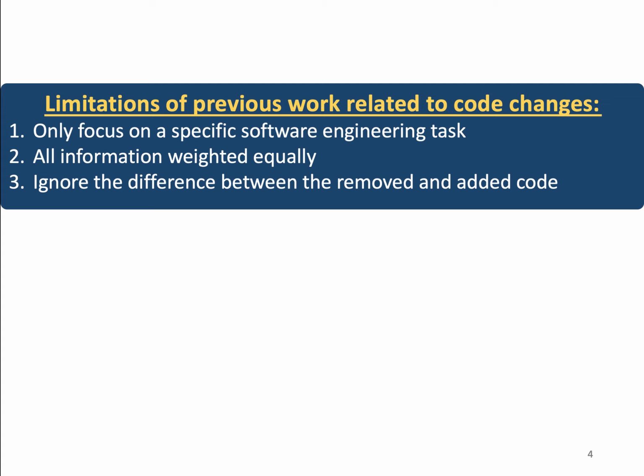First, these prior approaches only focus on a specific software engineering task, such as just-in-time defect prediction, bug fixing patch identification, and so on. Second, all the information in the code change, the number of code tokens, the number of lines, the number of hunks, is treated equally. Moreover, the previous work also ignored the difference between the removed and the edited code in the code change.